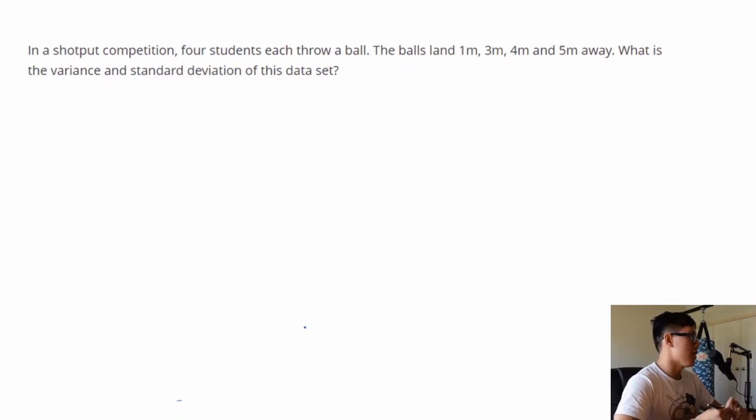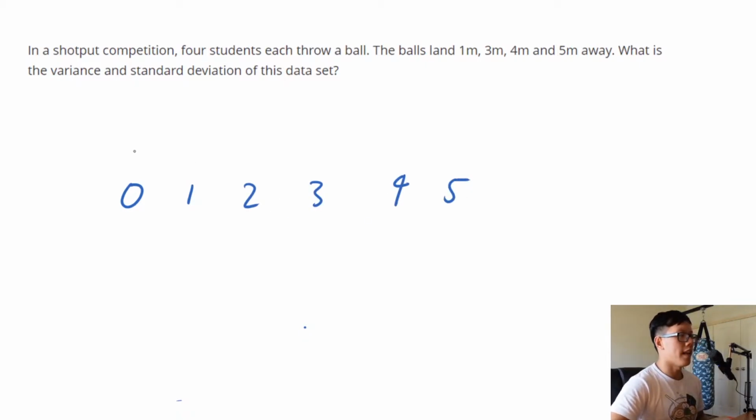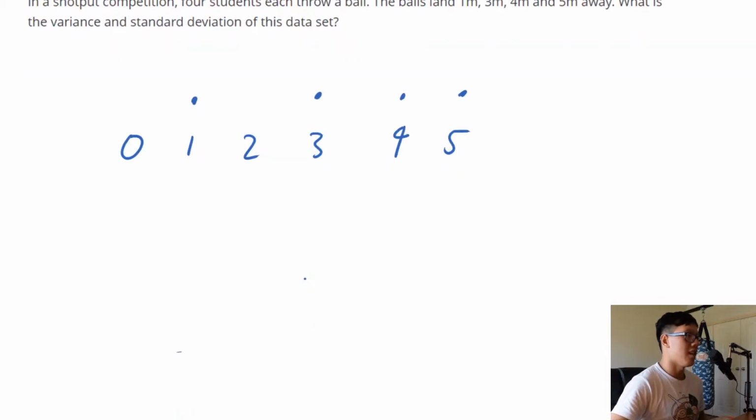So the question says, in a shot put competition, 4 students each throw a ball. The balls land 1 meter, 3 meters, 4 meters, and 5 meters away. What is the variance and standard deviation of this data set? So the first thing I'm going to do is just draw out a sketch of this question. So 0, 1, 2, 3, 4, 5. The students start at 0 meters away and they each throw the ball. The first one lands 1 meter away, the next one lands 3 meters, 4 meters, then 5 meters.